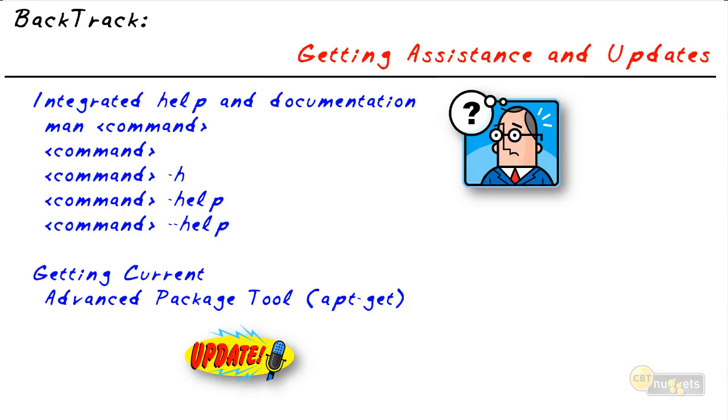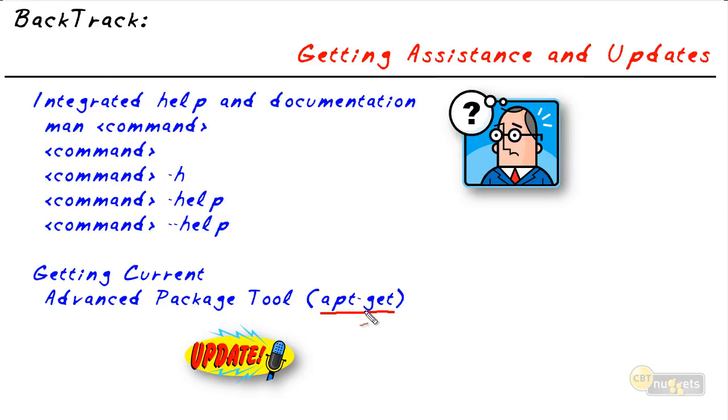Another really cool thing that's going to help you and I quite a bit in this Nugget series is updating our software. Now, apt-get, the advanced package tool, the apt-get program will give us the option of downloading updates and then installing those updates, which is fantastic.